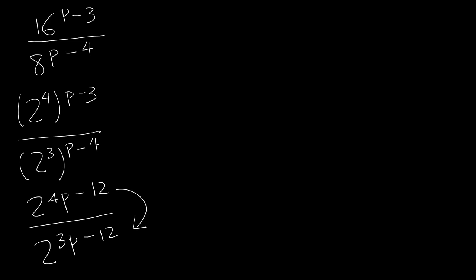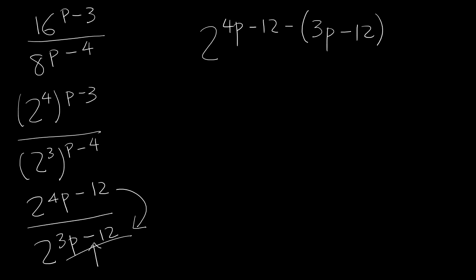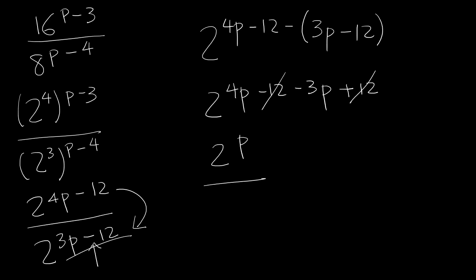So let's rewrite this down. We have 2^(4p minus 12) minus, and let's open our bracket there because we have a minus coming up, and this is one term in the bracket, so we'll have to put (3p minus 12). So let's use BODMAS and sort this out. We have 4p minus 12 minus 3p plus 12. Now the minus 12 and the plus 12 will cancel off, so we're left with 2 to the power 4p minus 3p, which would be 2 to the power p.